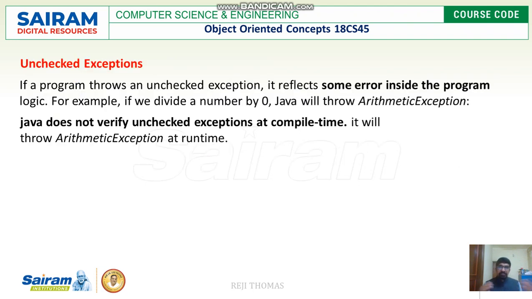The other one is the unchecked exception. Java does not verify unchecked exceptions at compile time. This will be done at runtime. For example, something like divide by 0. When we get input from the user, we will come to know that one variable which he has entered is 0, so that division is impossible. So these are unchecked exceptions.